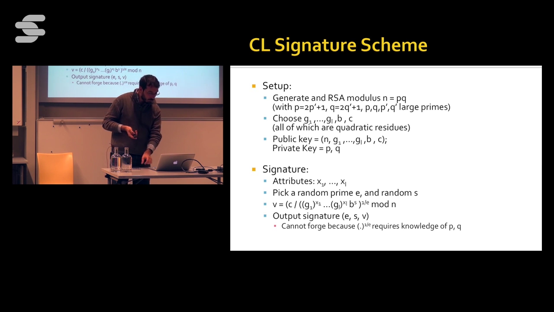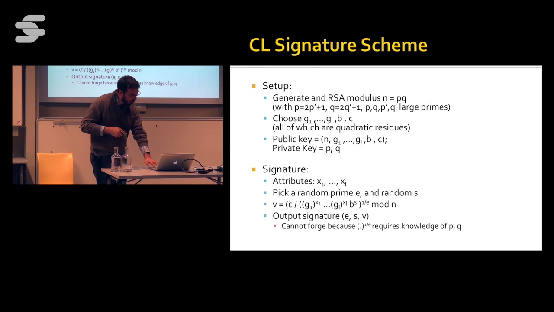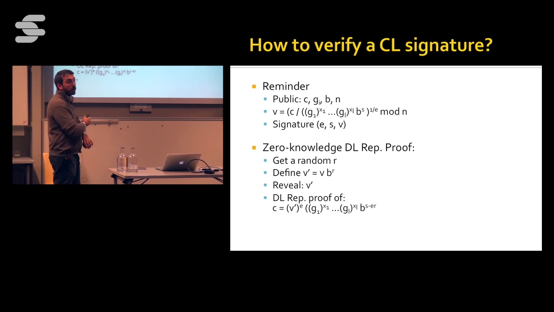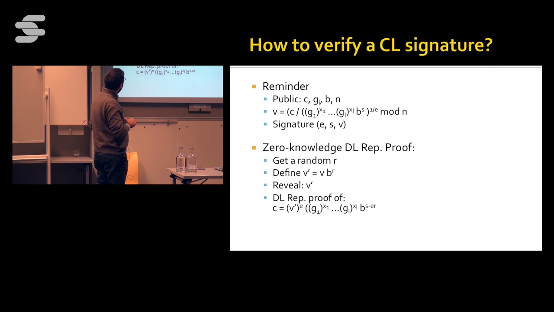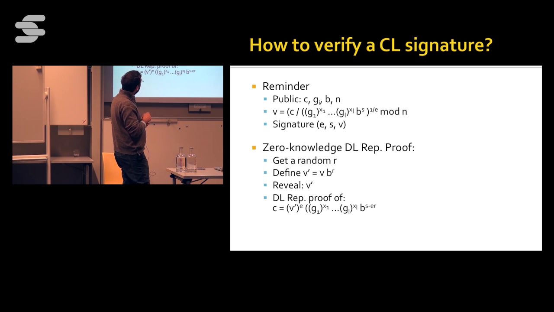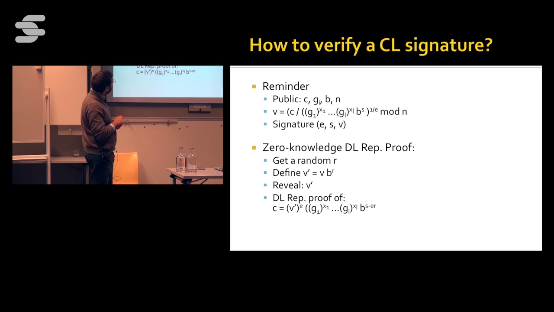Okay, cool. Now, let's look at how we verify this. Just a reminder from the previous slide, this is how I calculate V, this is where S is, this is what E is, etc. Fine. And my signature is E, S, V, so that this holds. So now what do I do? I basically note that this is very close to what my representation was before. And what I do is the following.